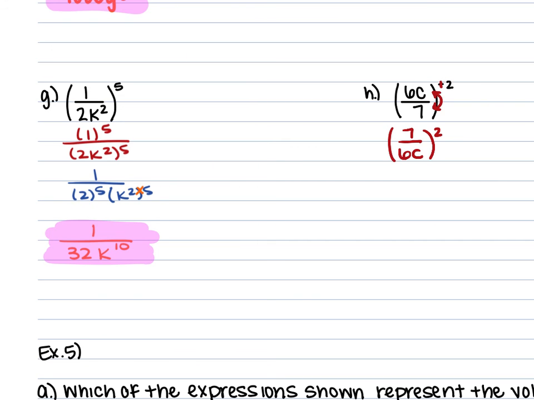Now that I have that positive power, I will apply it to the numerator and the denominator to give us 7 to the 2nd power over 6c to the 2nd power. The 7 squared is 49. The 6c to the 2nd power is 36c squared.